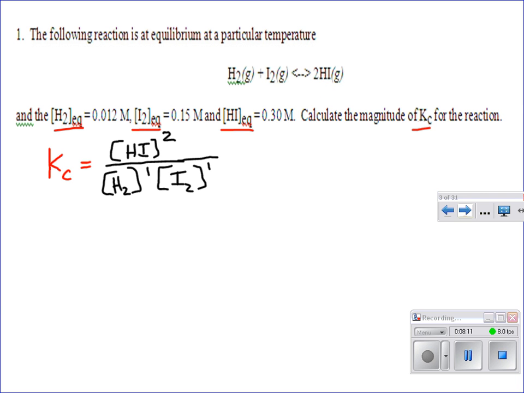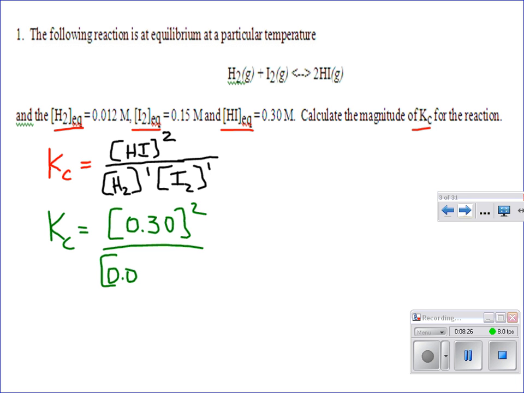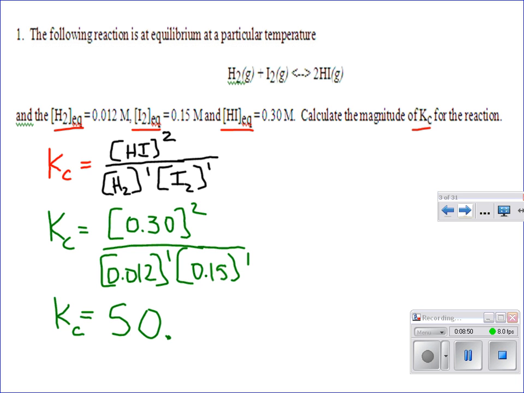So how do we actually calculate Kc? This couldn't be any easier. Plug and chug. HI is 0.3, and we're going to square it. H2 is 0.012 to the first, and I2 is 0.15 to the first. So you see why having a balanced equation is crucial for this kind of thing. All right, what's the magnitude of Kc, or what's the actual value of Kc? Give me 2 sig figs, please. 50. How do I make that 2 sig figs? Put a point. And here's the best news of the day. This is probably the best news of your life.